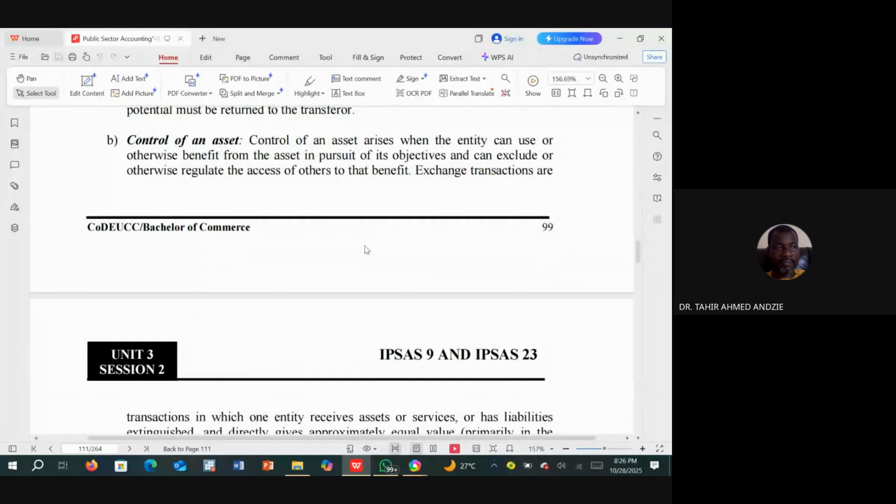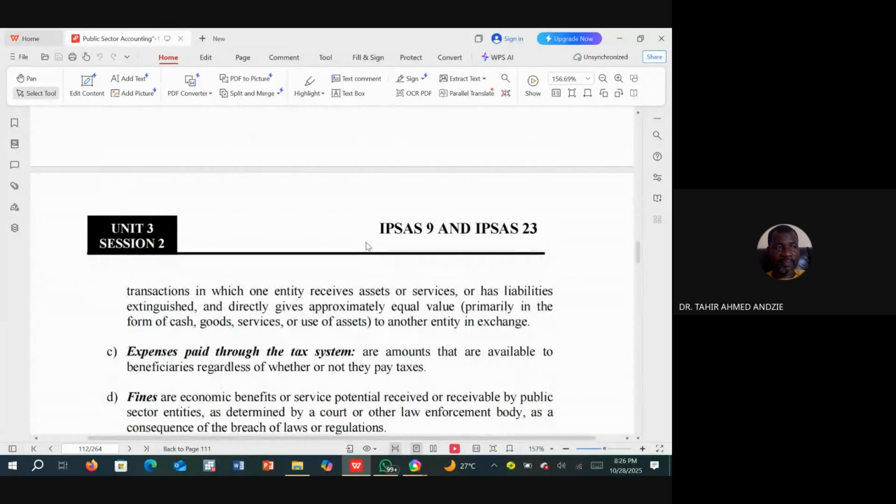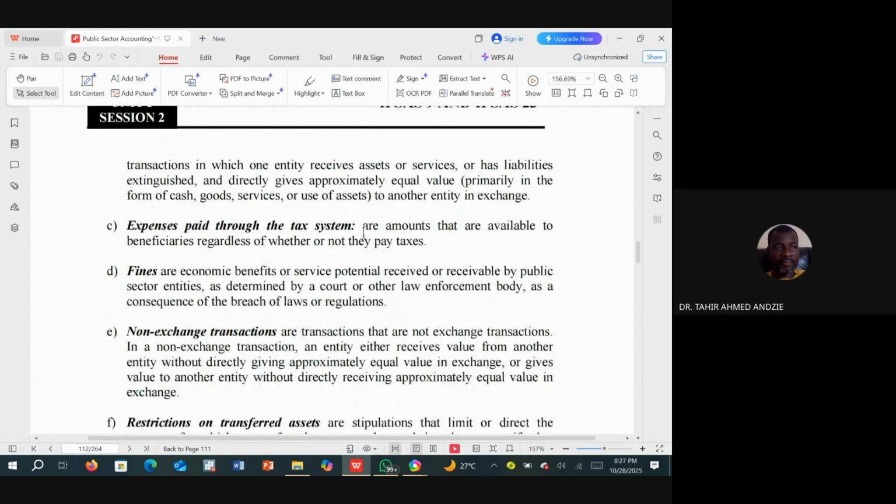So exchange transactions are transactions in which one entity receives assets or services or has liability extinguished and directly gives approximately equal value, primarily in the form of cash, goods, services, or use of asset to another entity in exchange. We have talked about that one already.